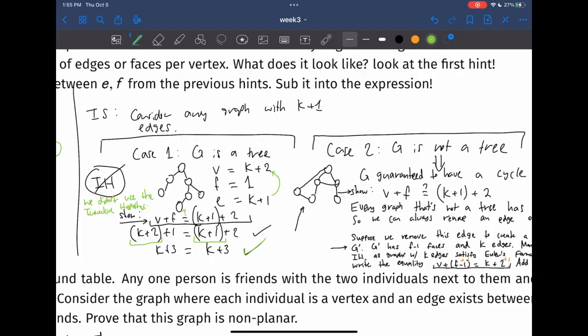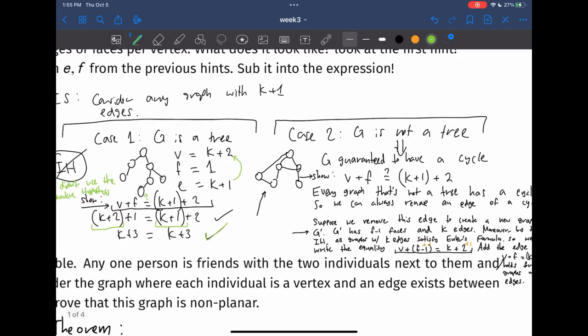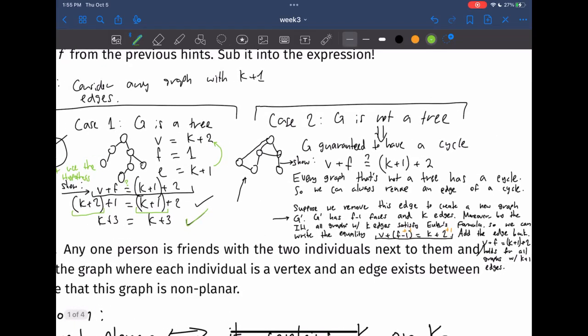So in case 2, the graph with k plus 1 edges is not a tree. So if it's not a tree, then the graph is guaranteed to have a cycle. And it turns out we're going to remove an edge that was creating that cycle. And if we do that, we don't get any disconnected vertices. And again, the proposition that we want to show in the inductive step is v plus f, whether it's equal to k plus 1 plus 2 or not.